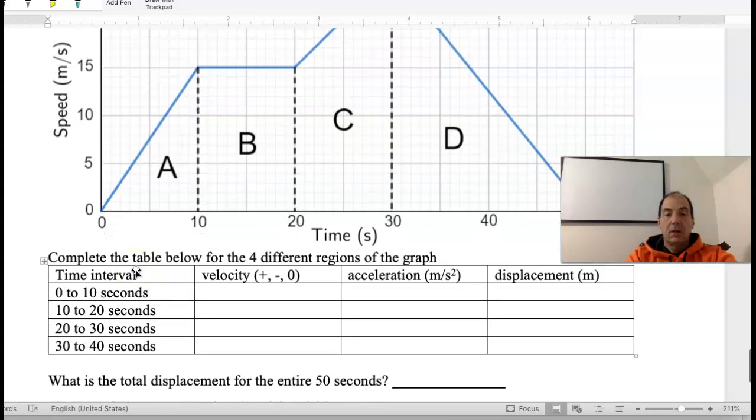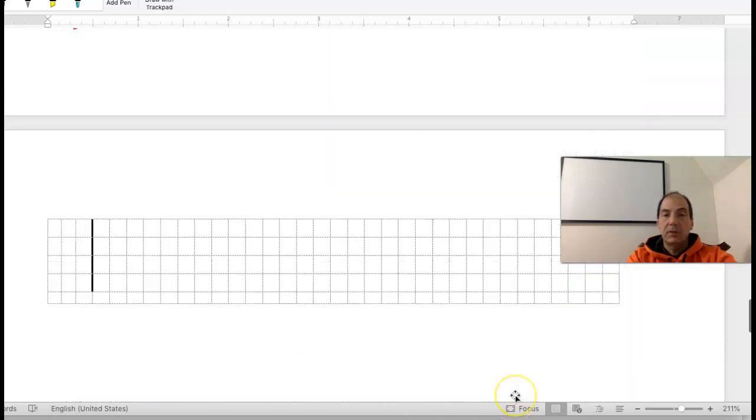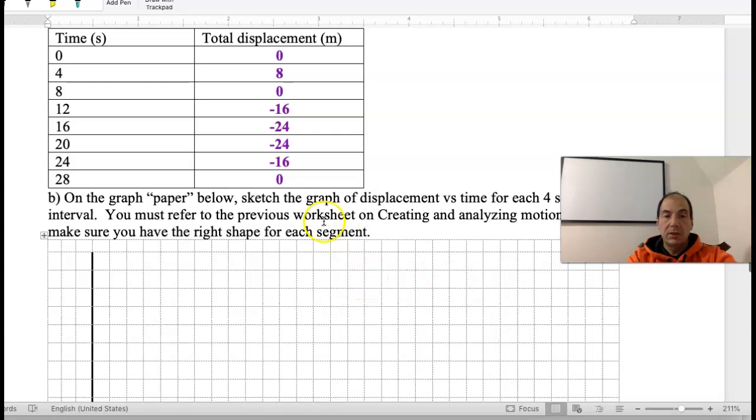So you're just going to figure out whether the velocities are positive, negative, zero, figure out the acceleration, calculate your slopes for acceleration, calculate your areas for displacement, and find the total displacement, which was basically what we did in this table, right? This represents our total displacement.